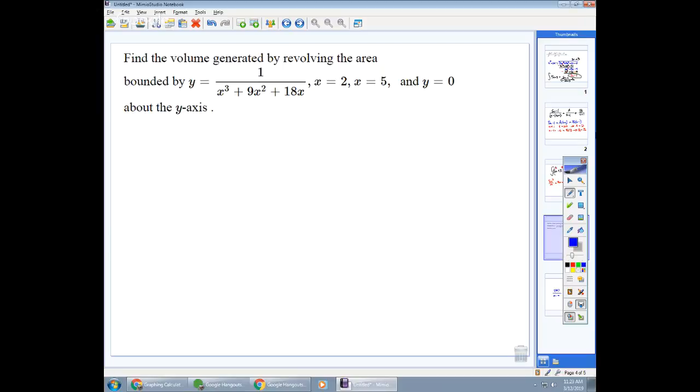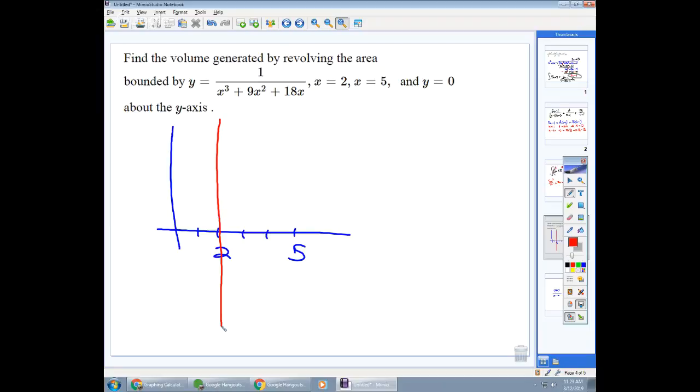Always do a hand-drawn sketch too, to the best of your artistic ability. So we have 2, 3, 4, 5, and then some vertical scale, which I'm not going to worry about for a moment. I have this boundary, that boundary, and this boundary, and then my curve swooping through like that. So it's this region right here.